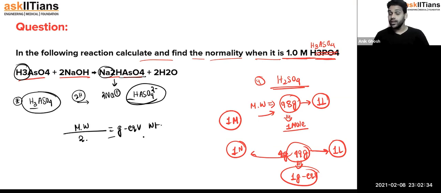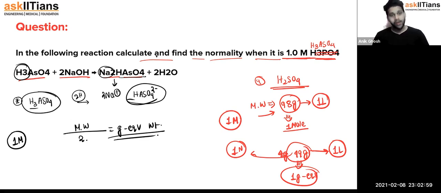Then you would get the gram equivalent weight. Clear? Molecular weight divided by 2 would give you gram equivalent weight. And so, 1 molar H3AsO4 solution. The solution was 1 molar earlier, and they're asking you how much normal is that.